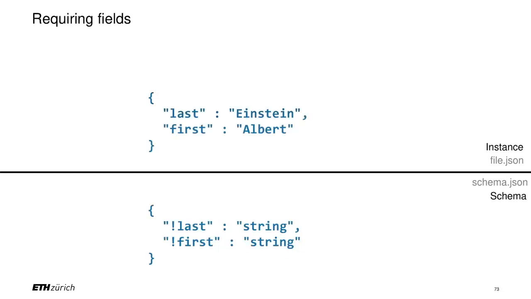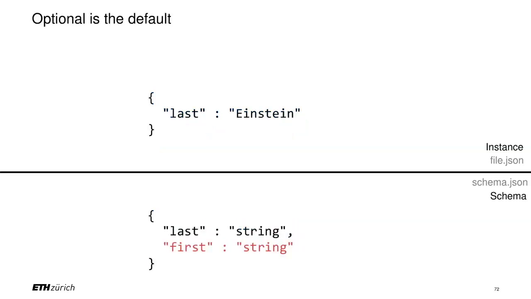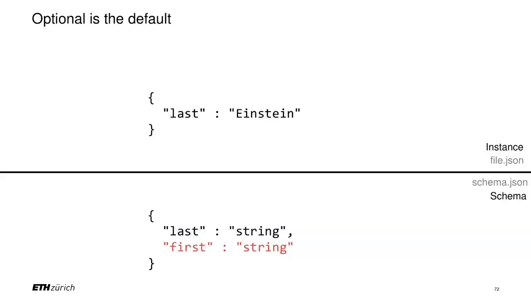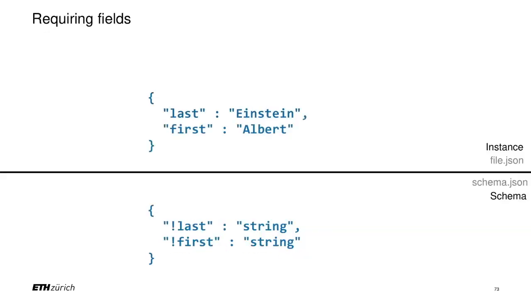What do we have next? What if you want to make it required? What if you want to say it has to be there? Last has to be there, and first has to be there. In JSON, that's the compact version of the schema, you put an exclamation mark in front of the key. So exclamation mark last means it's required, and you agree that the document above is valid, right? But this document here wouldn't be valid against that schema, because the first would be missing. So we use an exclamation mark.